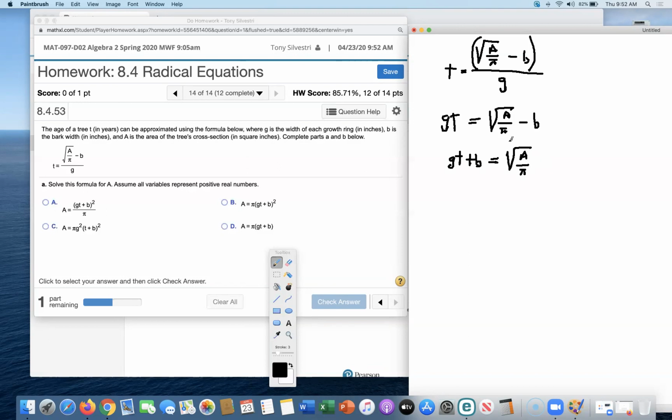And now I'm going to square both sides. Square that. Square this. Boom. I get A over pi equals GT. Don't FOIL this out because I'm looking at the answers here and they don't have any complicated answers. I'm looking at B as a possible answer. So just say GT plus B squared.